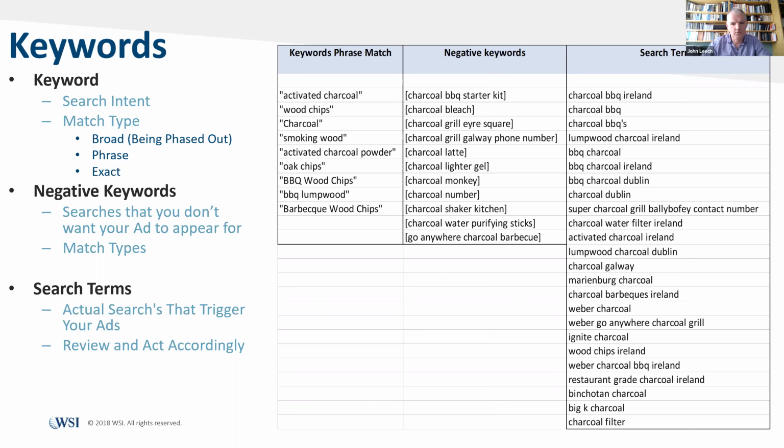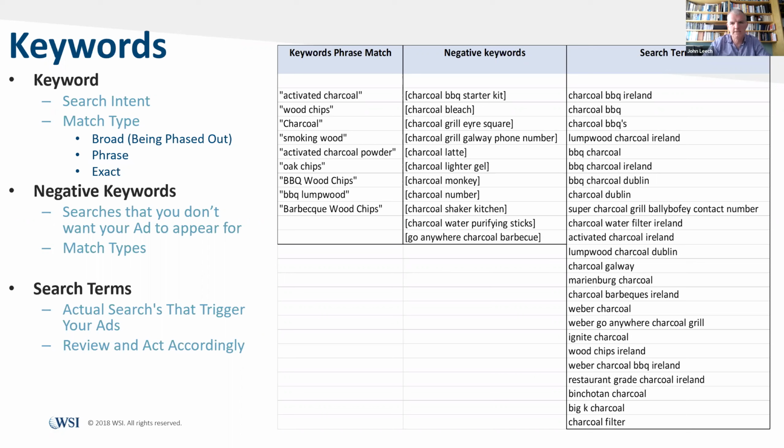For example, we could take "barbecue wood chips", and if we put it in square brackets, which you can see in the column on this page, that means it's an exact match. So if somebody types in "barbecue wood chips" exactly as that says, then Google will show your ad. If they type in "barbecue wood", it's not going to show your ad. If they type in "wood chips", it's not going to show your ad. It's only going to show your ad based on the exact match to the keyword. That's very good for controlling your cost, but it also limits your search volume. So the next version up is what we call phrase match.